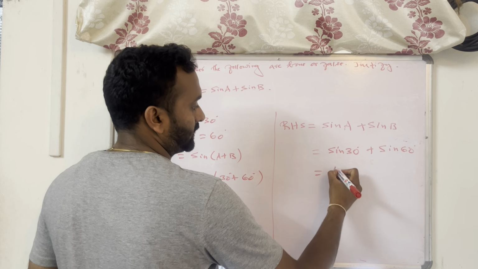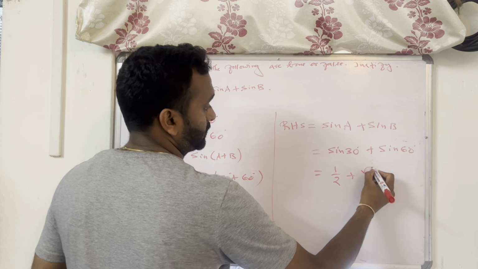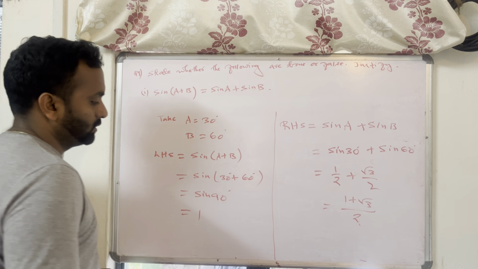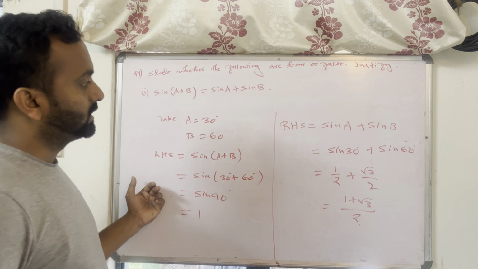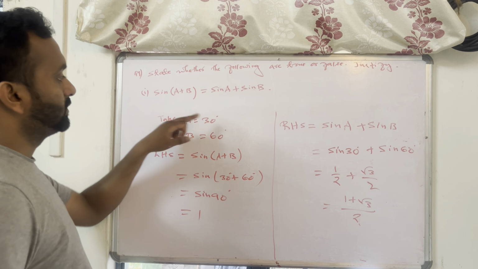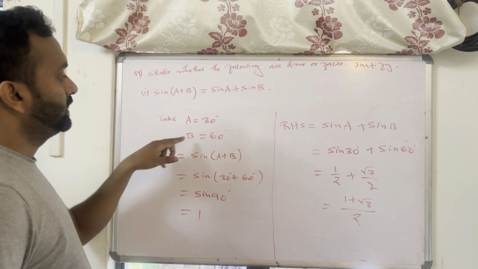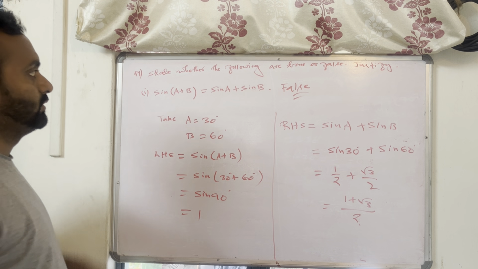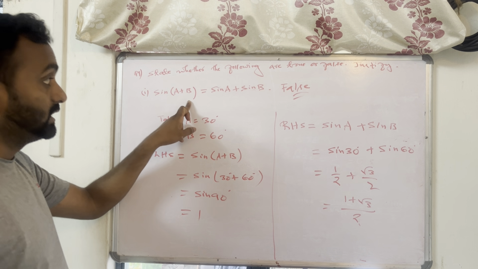Sine 30 is how much? Sine 30 is half, and sine 60 is root 3 by 2. So after solving we are getting how much? 1 plus root 3 divided by 2. Yes or no? So we can clearly see that RHS and LHS are not the same when a is 30 and b is 60 degree. So this is false. This is not always true. On some occasions this may be true, like if we take a as 0 and b as 90 degree, then it is true. But it is not true for all situations. That's why this statement is false.